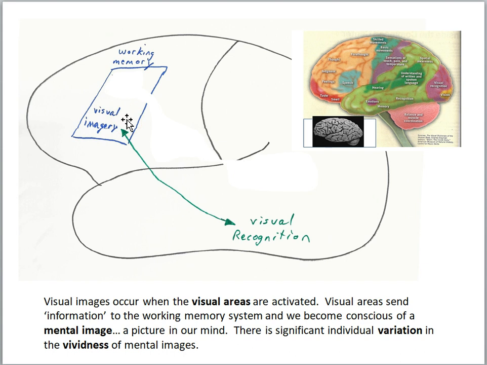So the difference between perception and imagination is that if my eyes are open and I'm looking at the pizza, I'm perceiving the pizza. But if I close my eyes, I can imagine what the pizza looks like. That's imagery. And the idea is the visual systems are being activated during that imagination process, and providing the input to the working memory system. Interestingly, there is significant individual variation in the vividness of mental images, and we'll explore that later.